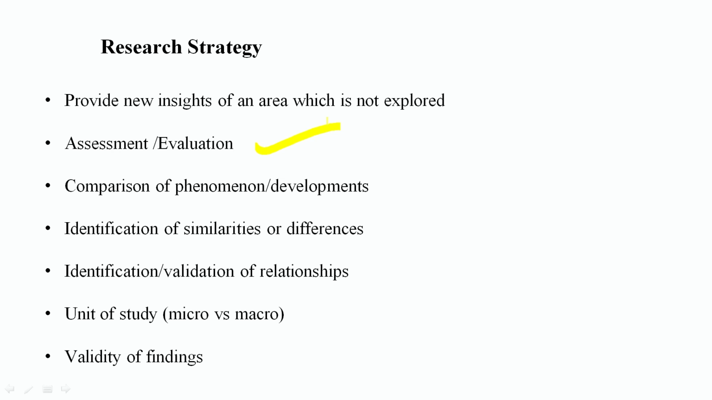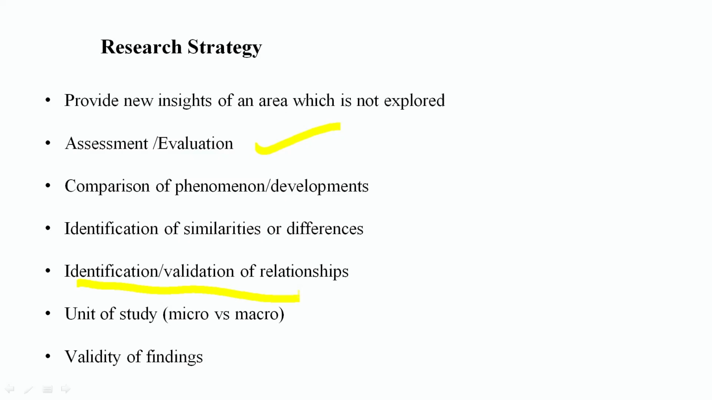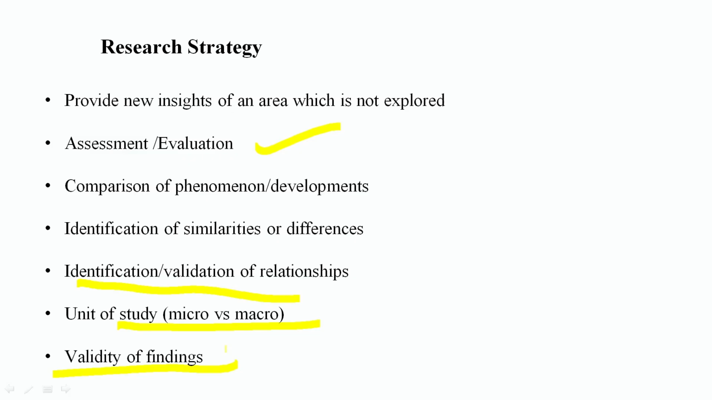So, pattern identification can be one of your research strategies. And the next aspect is identification of relationships. So, in most of the quantitative studies, we find a causal relationship, the relationship between two variables. So, here this could be a potential research strategy for a researcher. And the unit of study. Unit of study means micro level or macro level. Micro means smaller units, macro means higher units. So, if a researcher is going to study a small unit, that is advisable, but at the same time we should understand the generalizability of the study.